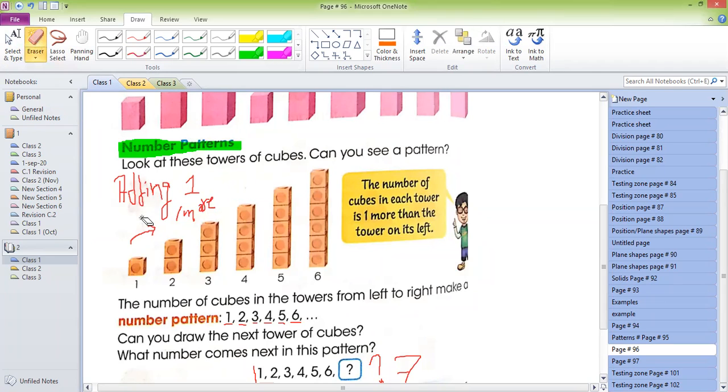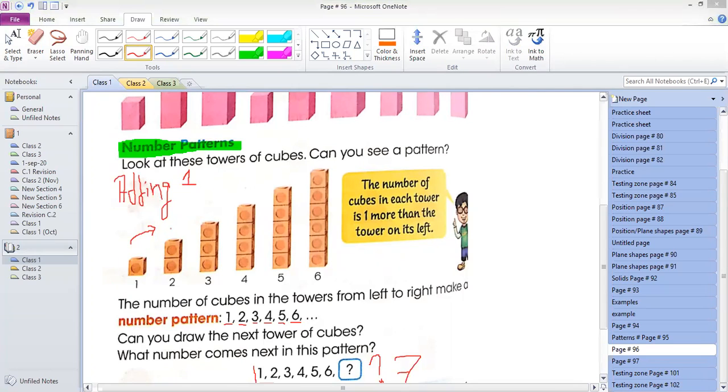So guys, actually what we are doing, we have to identify the pattern here. The pattern is counting in ones or adding one. In the number patterns, guys, there must be a number. You have to identify which pattern is made here. If you see this pattern, this is the very easiest pattern, because here the pattern is made by just counting in ones or adding ones.